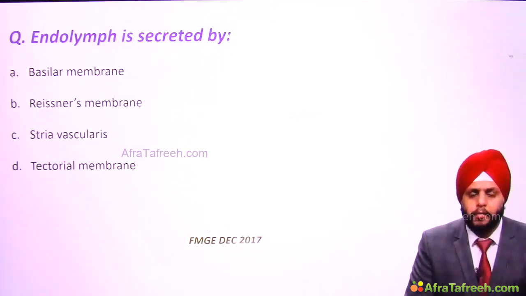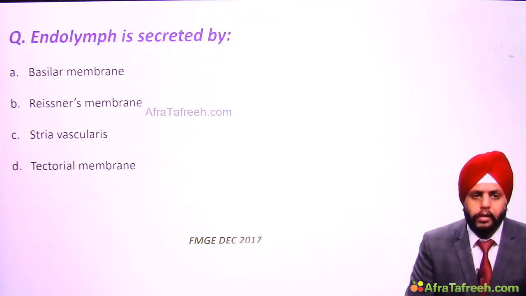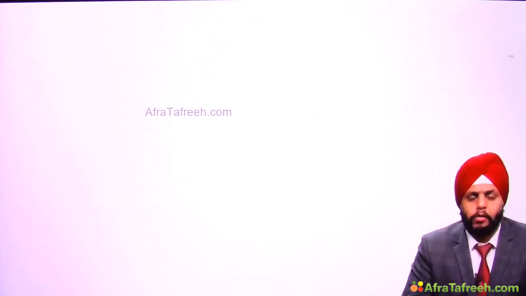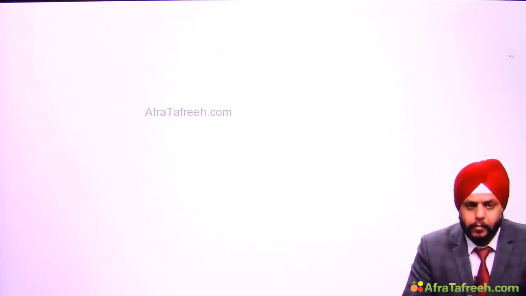Endolymph is secreted by. So we know the answer. Answer is C choice, stria vascularis. Alright, so now we have seen how the endolymph is secreted. But how is the endolymph absorbed?